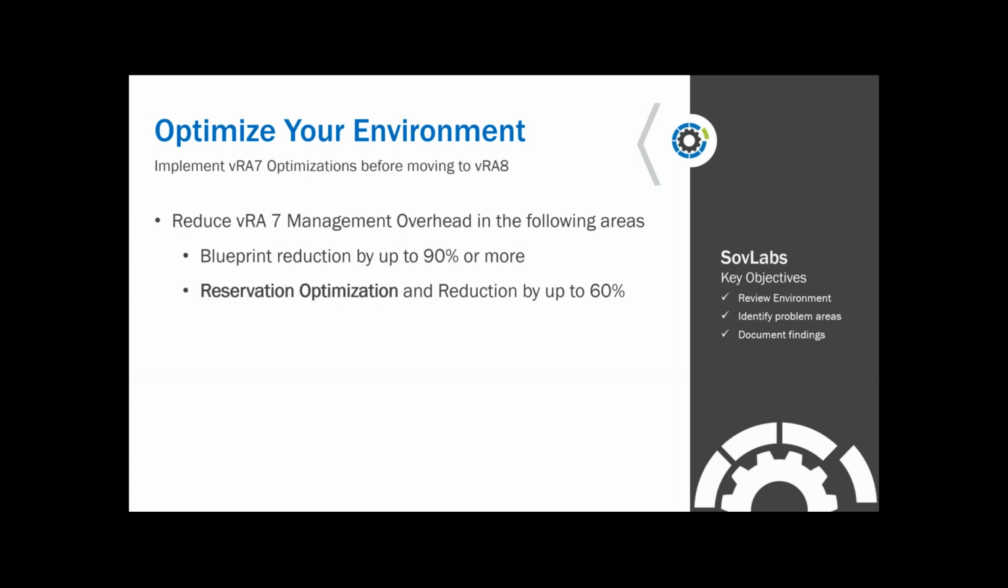The second area is really optimizing the reservation architecture, because going to 8, we're not going to have that same concept of reservations. So we can get to something similar to a consumption-based model in vRA 7, and doing that's going to help not just with the migration, but managing and maintaining both of these environments for some time.